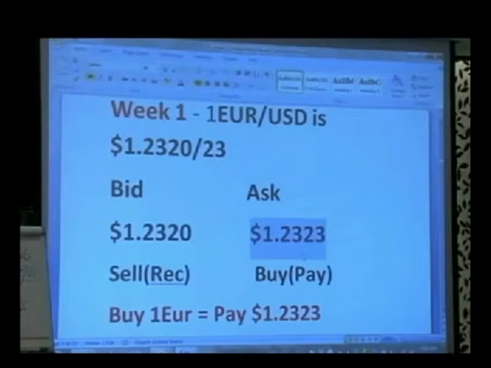The higher price is the price at which you buy. This is what we pay. The lower price is the price at which you sell. This is what you receive. So let's say you tell the money changer, I wish to buy 1 euro. If you wish to buy 1 euro, then you have to pay 1.2323. That means you pay the higher price, right? Okay. So I want all of you to copy this down.